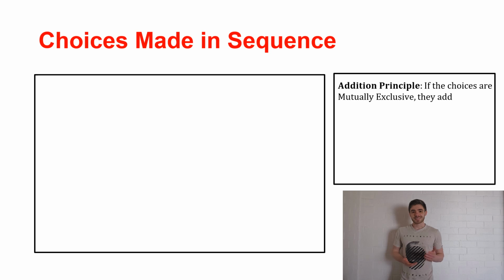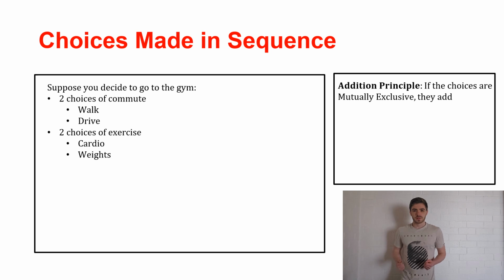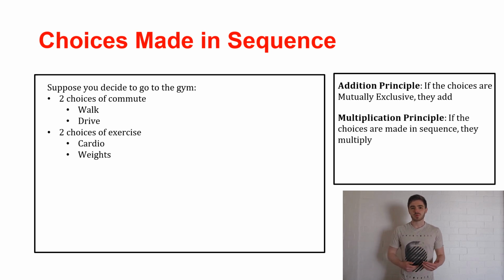When choices are made in sequence, the multiplication principle applies. Let's consider another scenario where you're going to the gym. To go to the gym, you have a couple of different options for commute. You could either walk to the gym or you could drive to the gym. And then, once you're there, you can choose to do either cardio or weights. These are choices made in sequence, so the multiplication principle will apply.